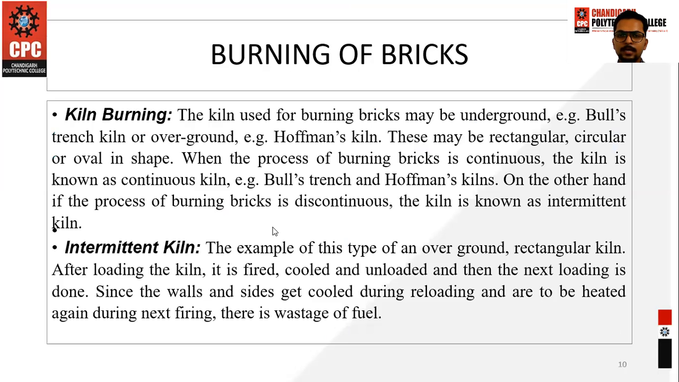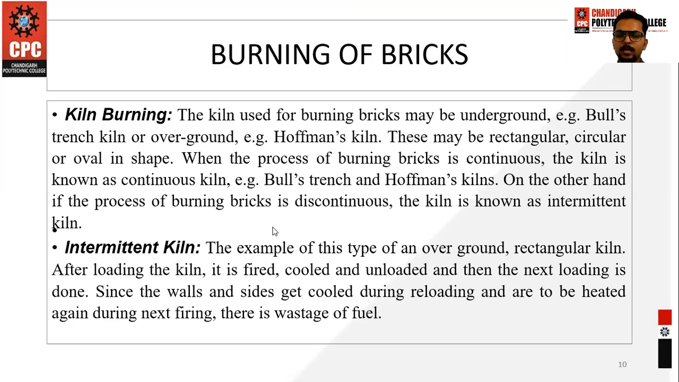It could be underground, like I said, in the Bull-Strange kiln, it is underground, but in the Hoffman kiln, like in the diagram, it is totally over the ground. So these may be rectangular, circular, or oval in shape. So Hoffman kiln, as I said, is totally circular in shape. But आपकी जो Booth trench है, it is oval in shape and could be rectangular in shape. So when the process of burning brick is continuous, the kiln is known as continuous kiln.